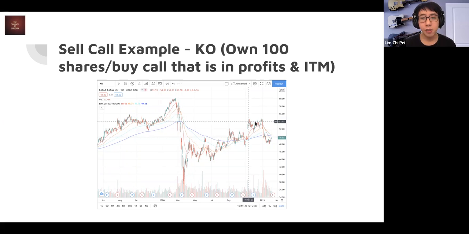profits lesser. And what if it actually went up above your strike price before the date of expiry? Then you need to sell all your shares. So that's why it is advisable to close your options when it is in profit.